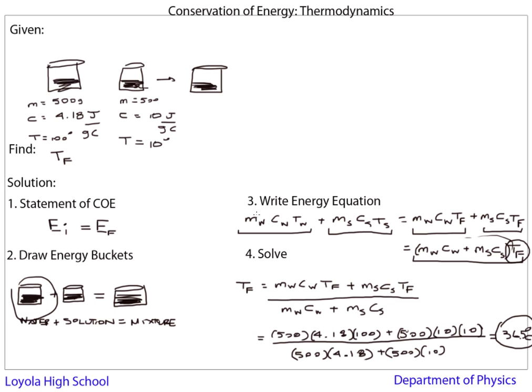So this is an example of how we can determine final temperatures of a mixed solution. And once we have this basic equation, we could redo the problem with any mass, any specific heat, any initial temperature, and any specific heat and mass of the second solution as well.